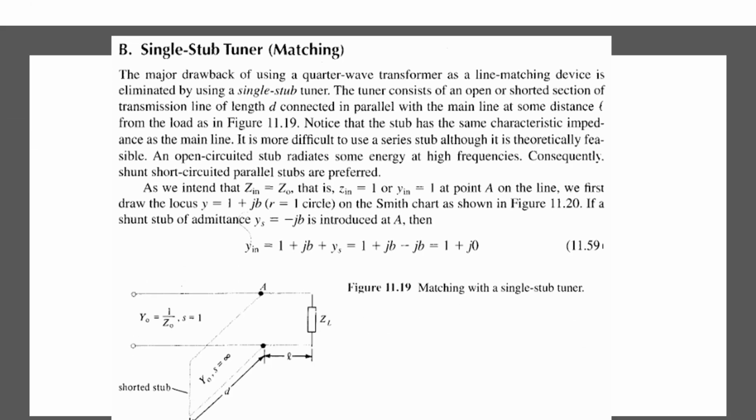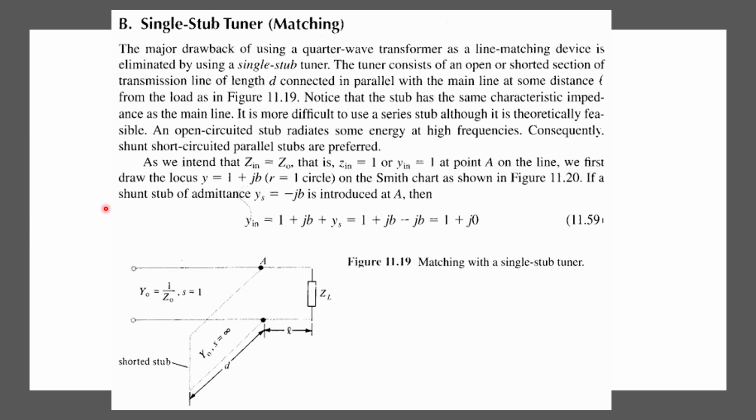There is another technique. If you do not want to add it in series, then you can add a shorted stub in parallel. So this is another technique to match the impedance. So how can we do it? Exactly, the admittance, that is 1 by Z, can be written as Y in, which should be 1 in order to make Z in equal to Z naught.